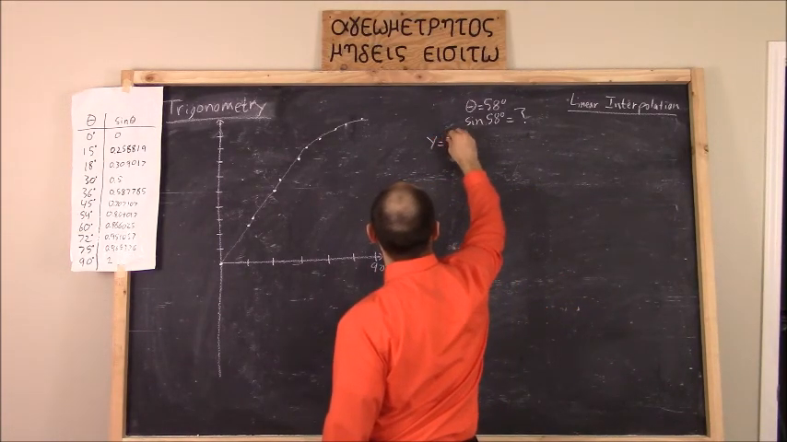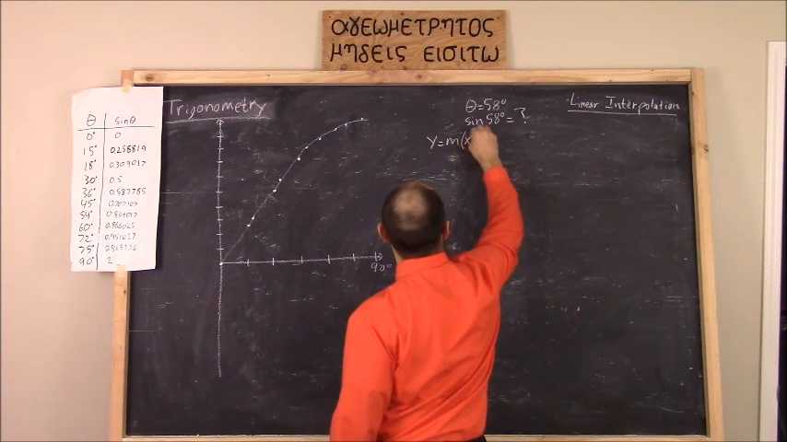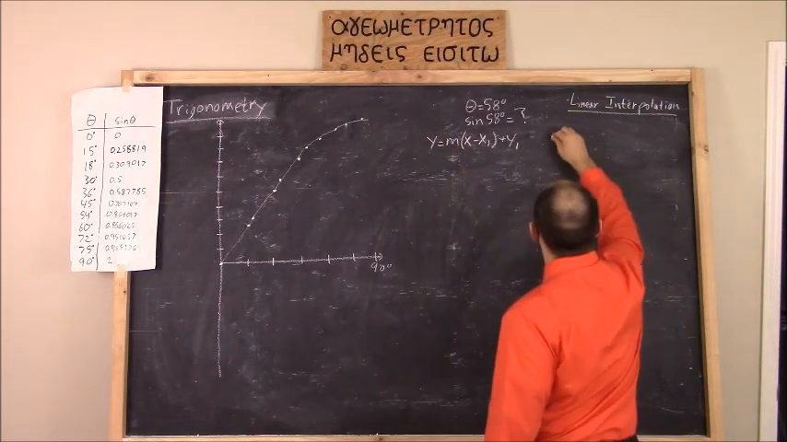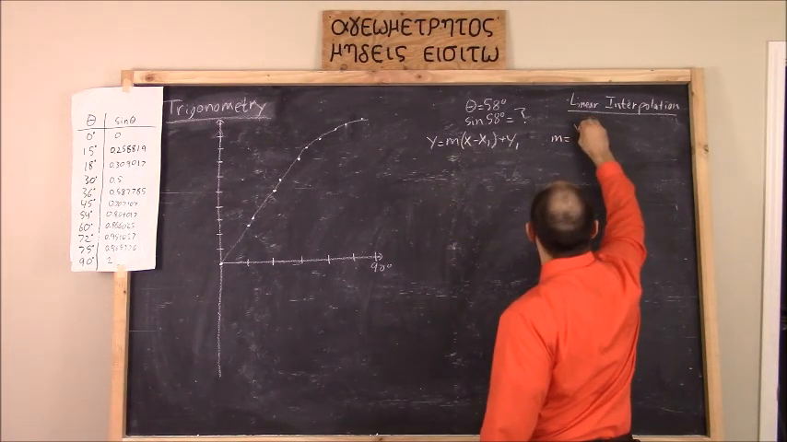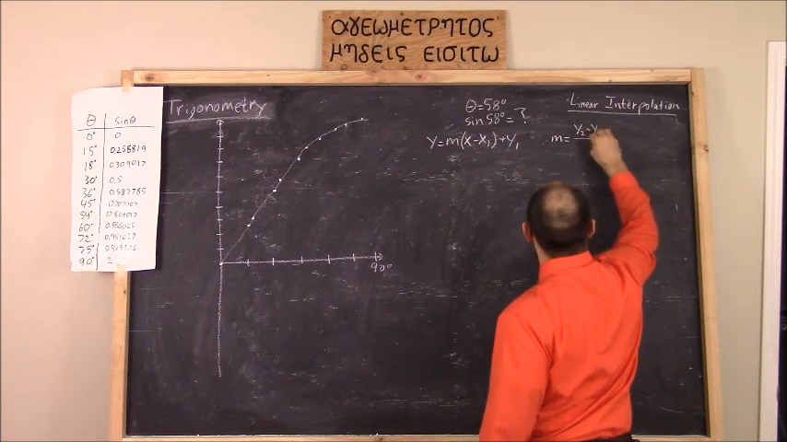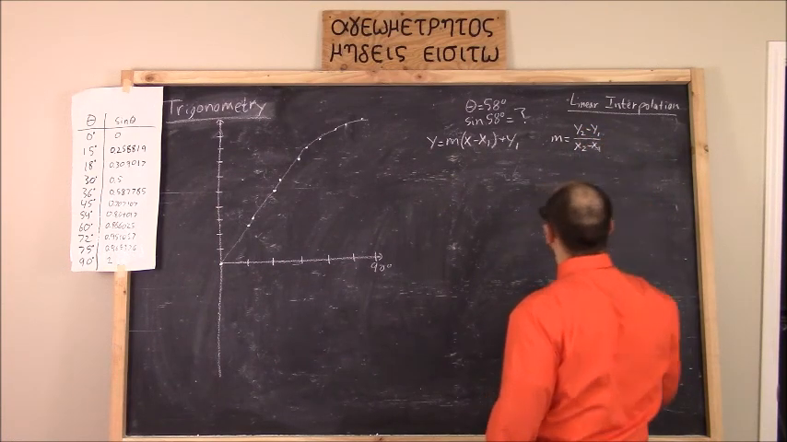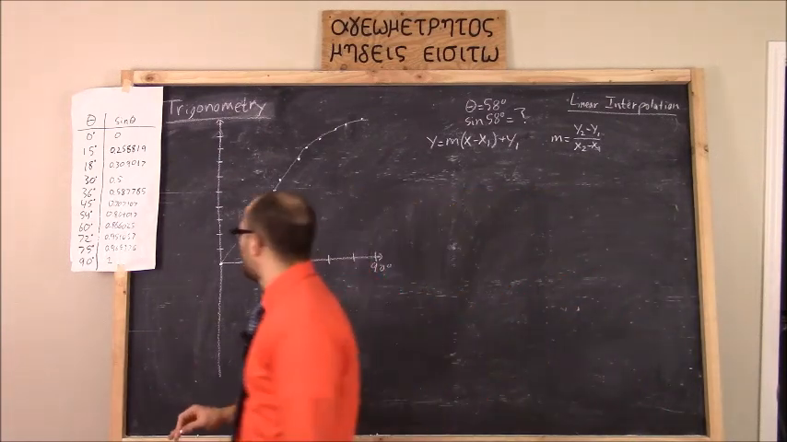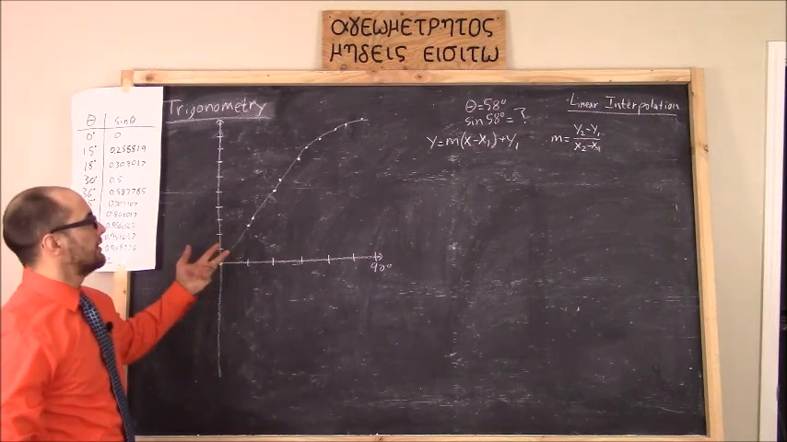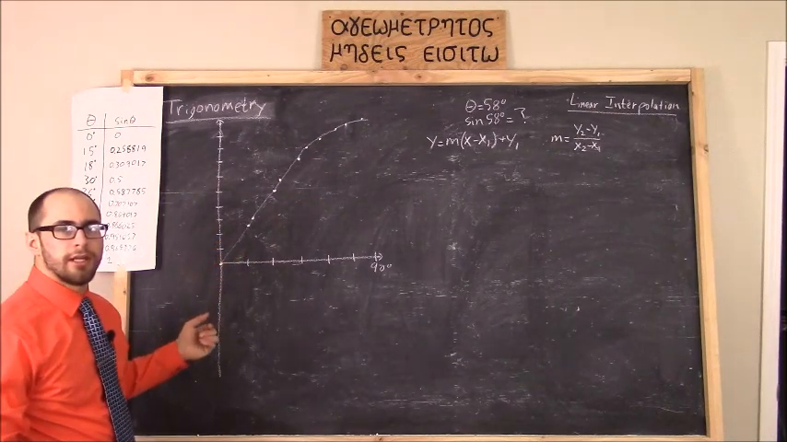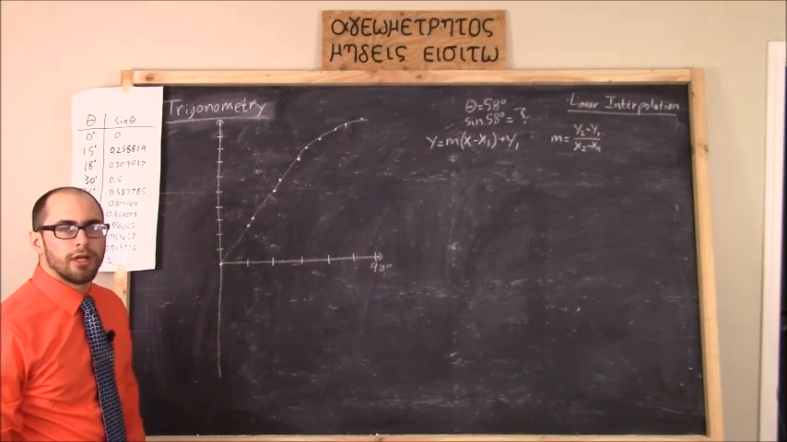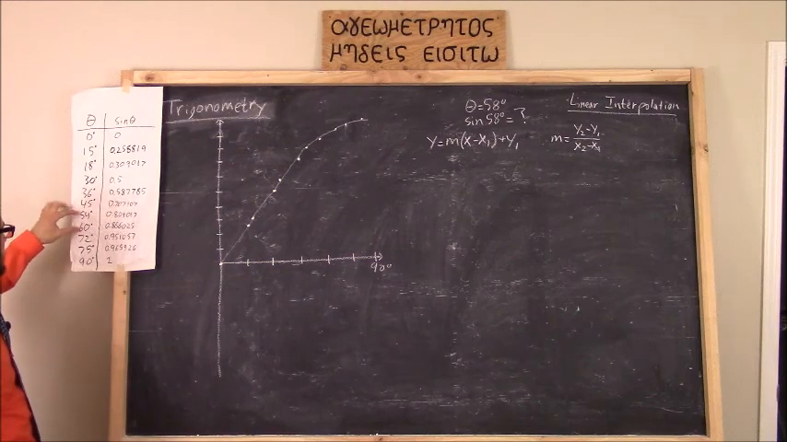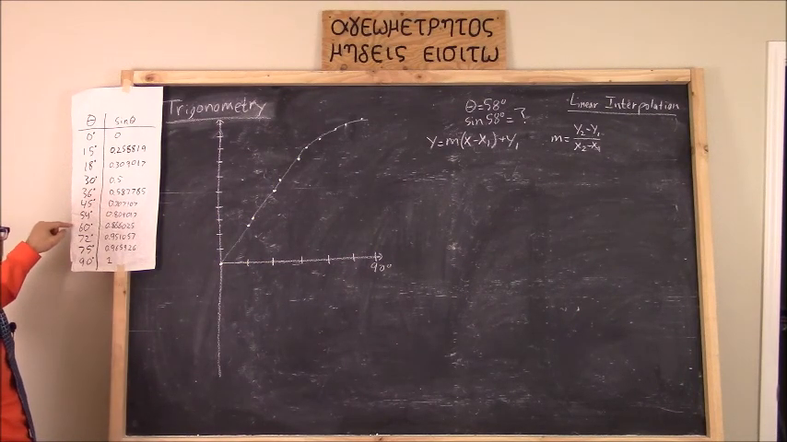Point-slope form, y equals m times x minus x1 plus y1, where m is equal to y2 minus y1 over x2 minus x1. So what do we have to do? Well, we pick 2 points. Now, it could be any 2 points, but we'll see here soon that there are better ways of choosing those than others. Let's pick 54 and 60 because 58 lies somewhere between these 2 numbers.